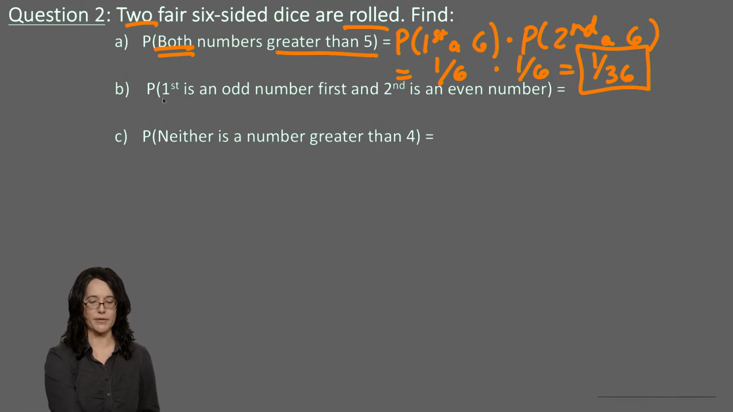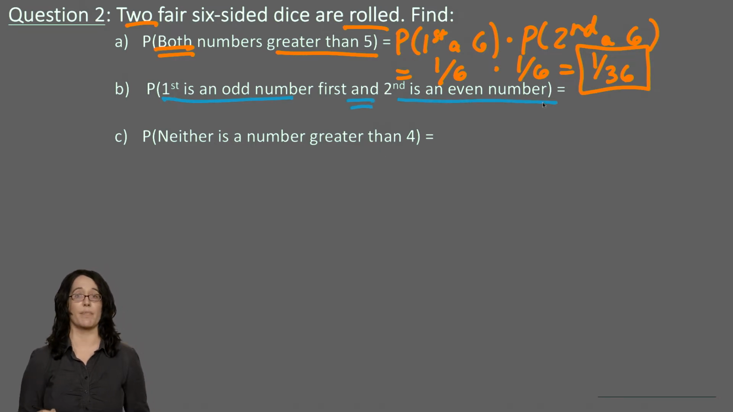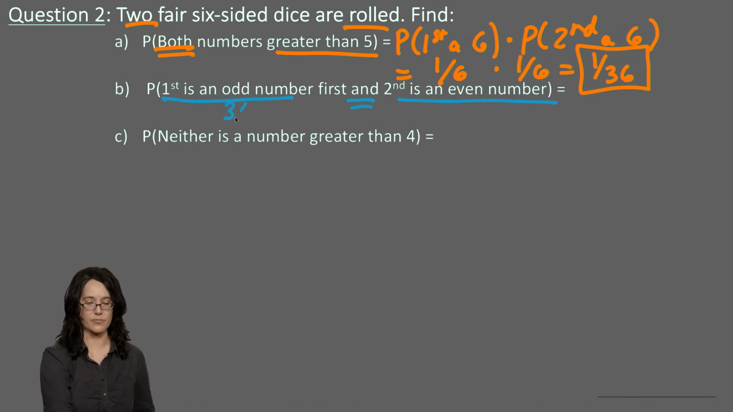It says find the probability that the first roll is an odd number and the second is an even number. Does that really make much difference? Well, let's take a look. To be an odd number would mean you'd be the numbers 1, 3, or 5. So there's 3 ways to do that. That's 3 out of 6.